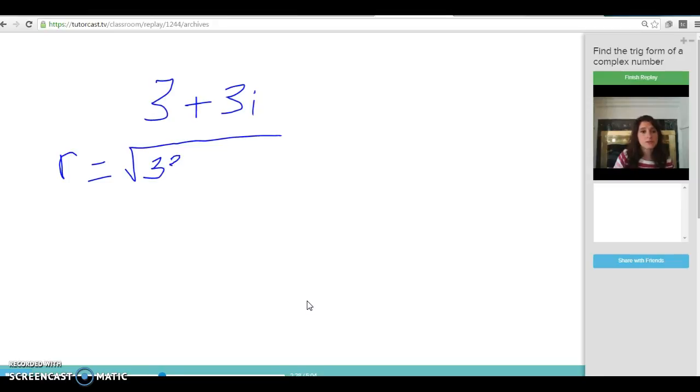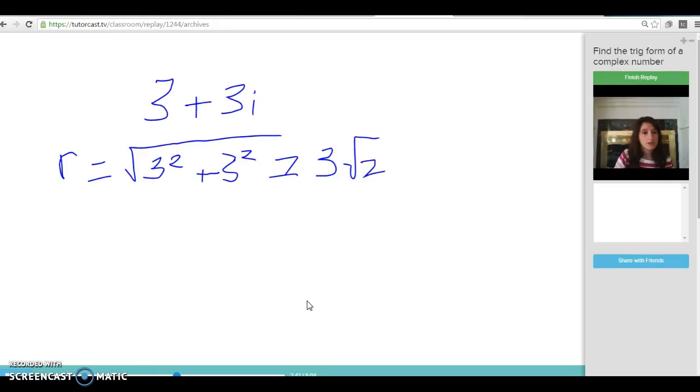So I'm getting the square root of 3 squared plus 3 squared. That's the square root of 9 plus 9, or the square root of 18. So that's going to give me 3 root 2. That's the modulus, it's the radius, the distance for the complex number from the origin.